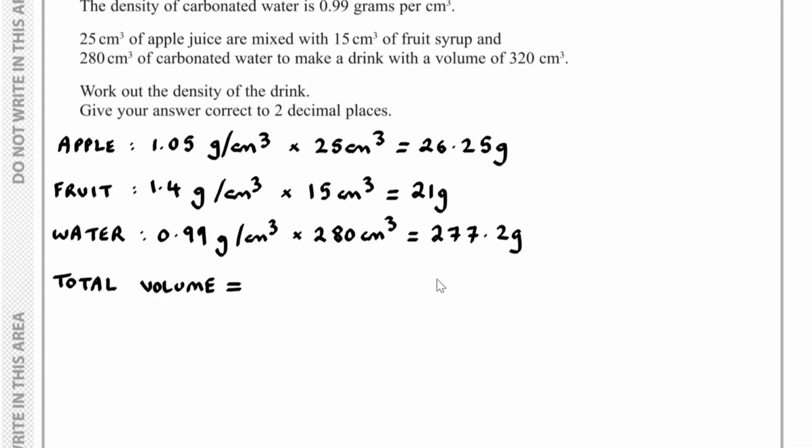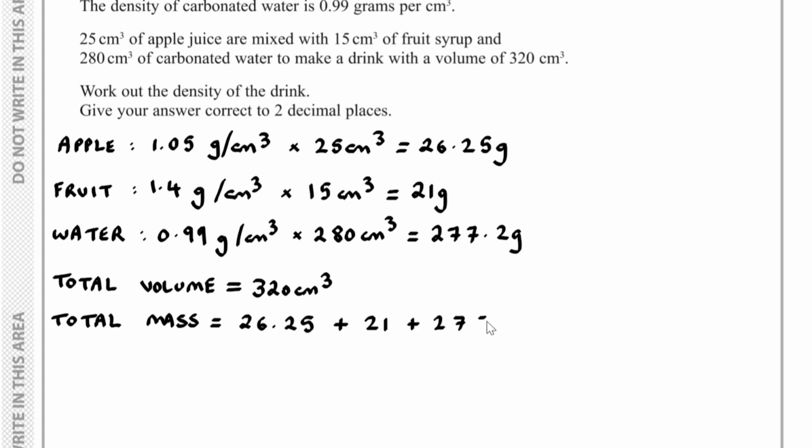So the total volume then we know is 320 centimeters cubed. The total mass, we've got 26.25 plus 21 plus 277.2, so it turns out we get 324.45 grams as a total mass.